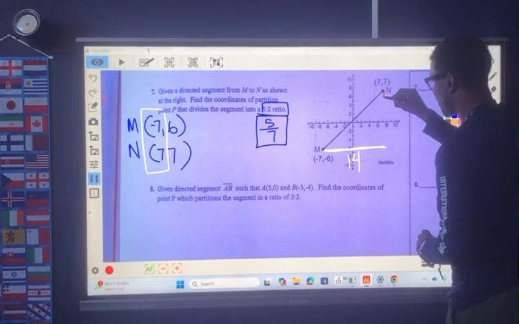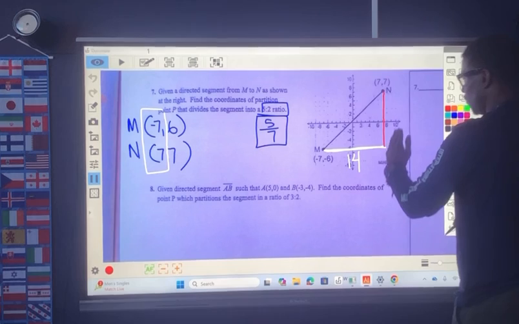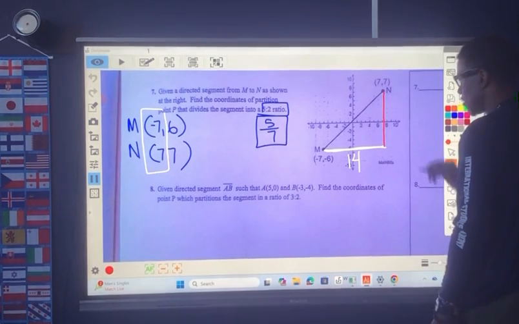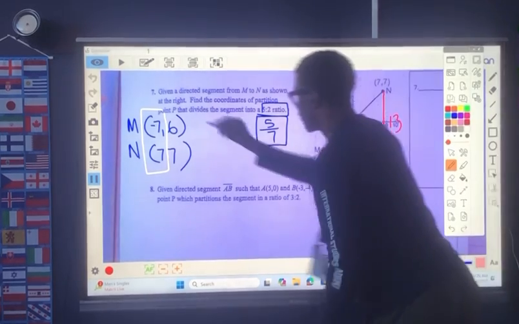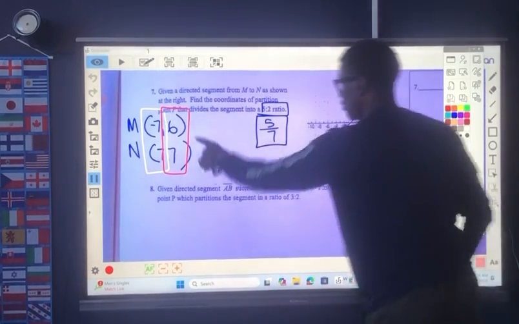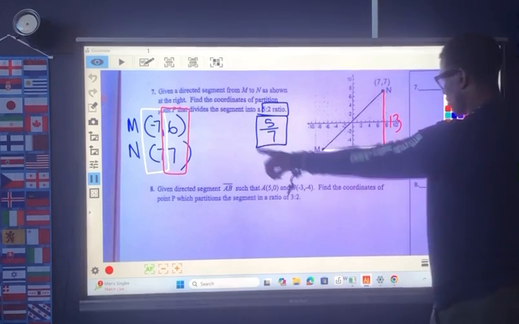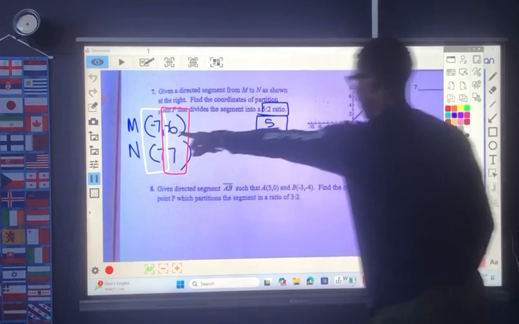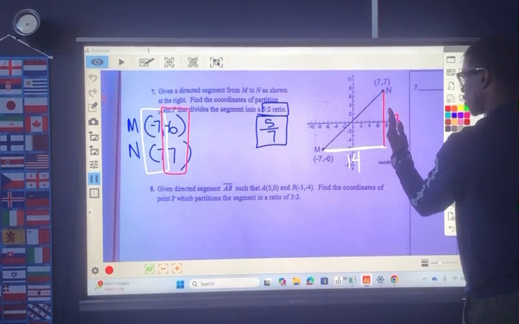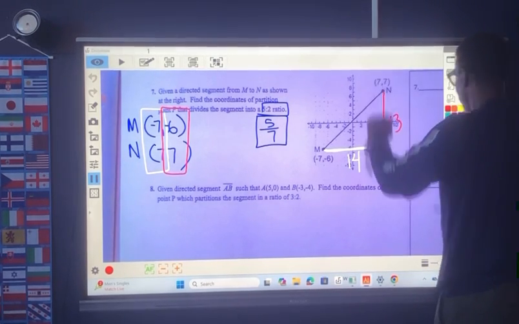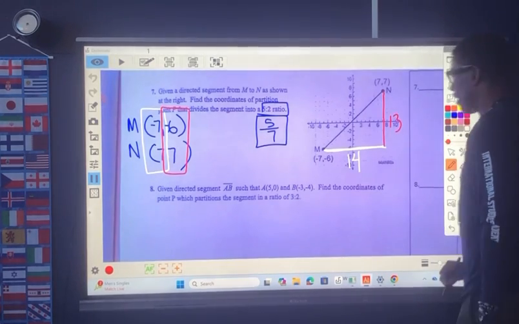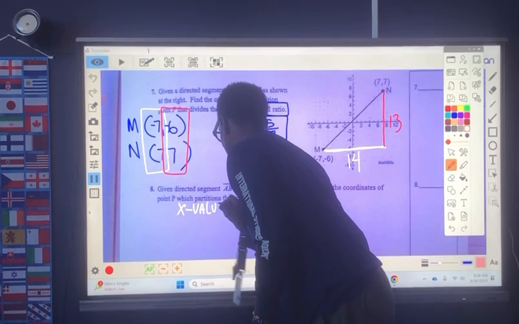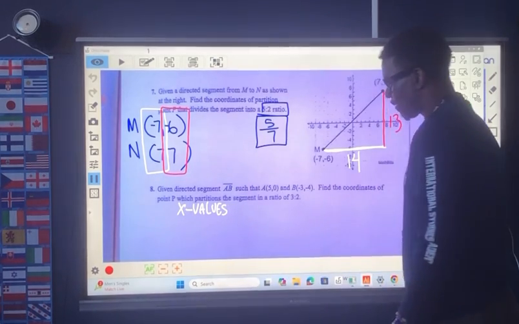What is the distance on the y value from M to N? You're going to see where all of this is going to come together in a minute. 13. If you look over here on the y values, you started at -6, and we went 13 distances all the way up. Keep that in mind. The white part will be our x values. And then we'll do the red and the y values.